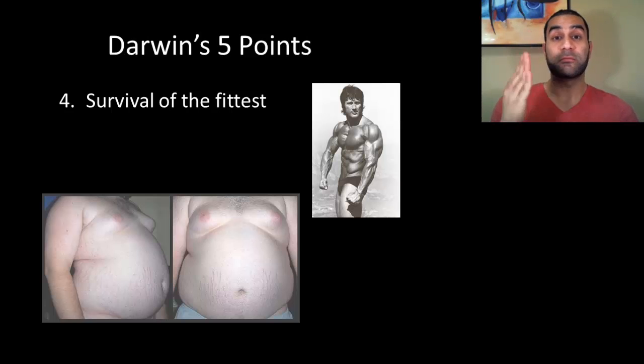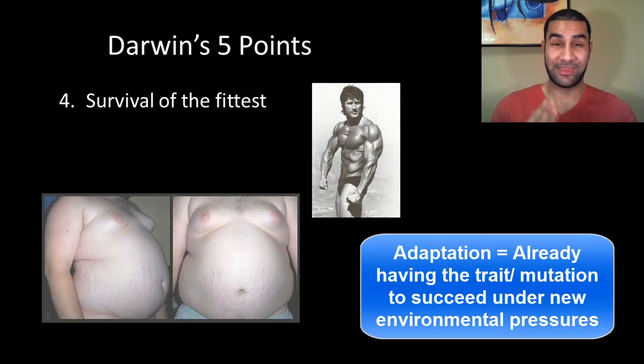The mutation must already exist. So that's very important. With an adaptation, if you use it the scientific way, the trait or the mutation must already exist before the environmental change. And then with an environmental change, that trait makes that organism adapted to the new environment.